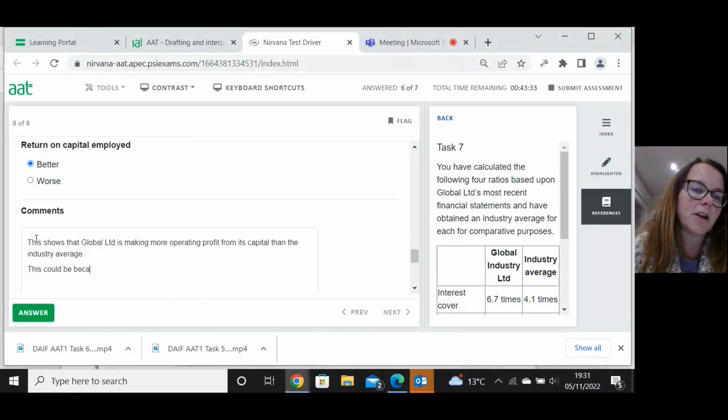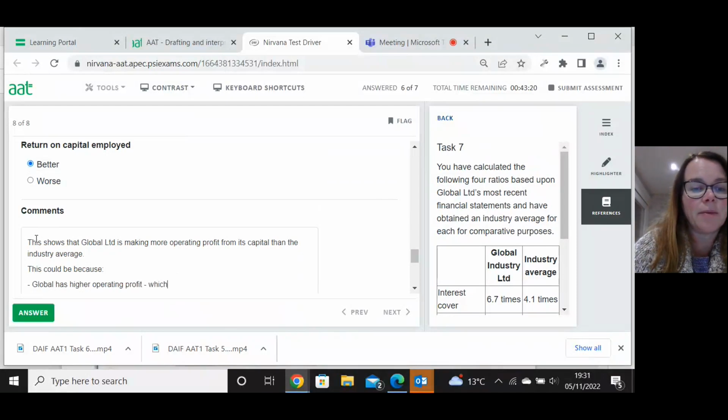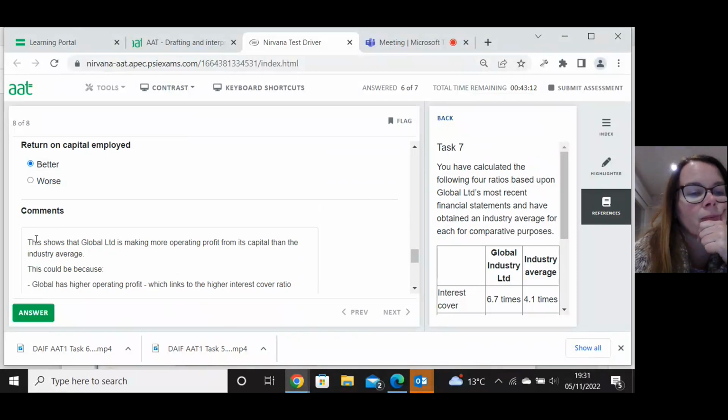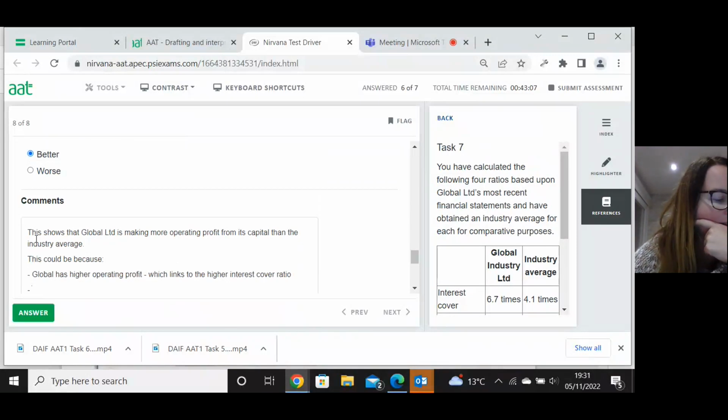This could be because Global has higher operating profit. You could even make a link there which links to the higher interest cover ratio. Why else could it be? So higher, it could be that they have less equity. So I'm thinking about the formula. So higher profit on the top or lower equity or loans on the bottom.